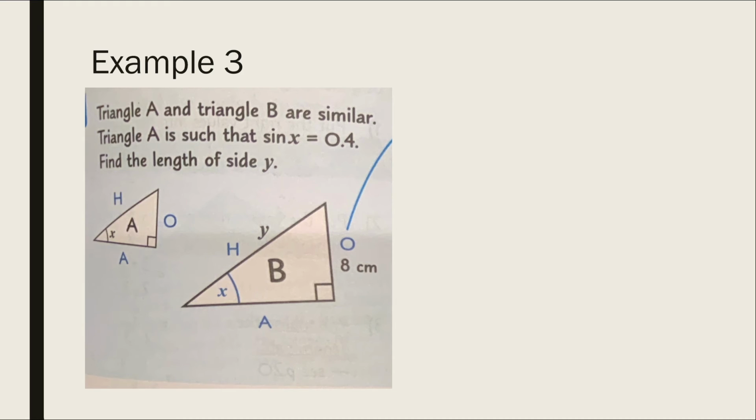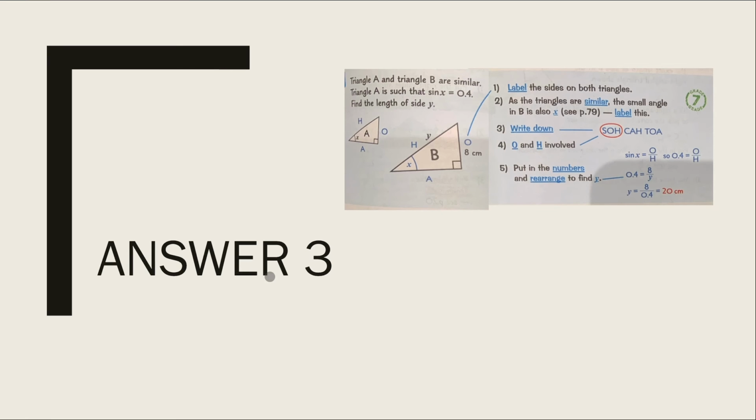Then, the last example. Triangle A and triangle B are similar. Triangle A here is such that sine x, this angle, is 0.4. Find the length of side y, the hypotenuse of B. The answer: what we want to do is label the sides on both triangles, and because the triangles are similar, the small angle in B is also x. So let's put that down.